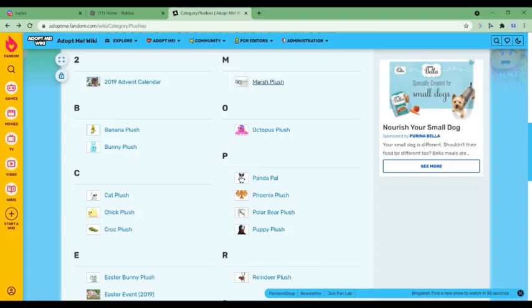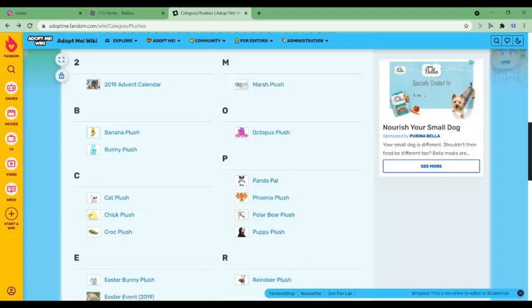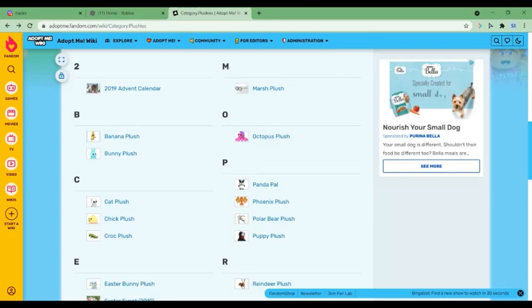Marsh plush, we might see a marshmallow pet in the future, like a 2D cat or a rocket. Yeah, the Banana Plush again, we might see a limited one sometimes. Bunny is the bunny, of course.